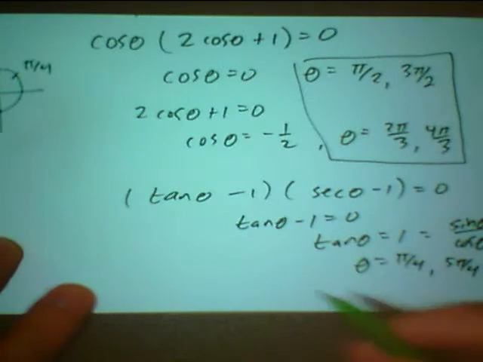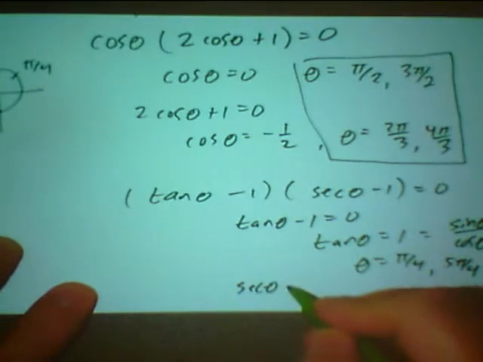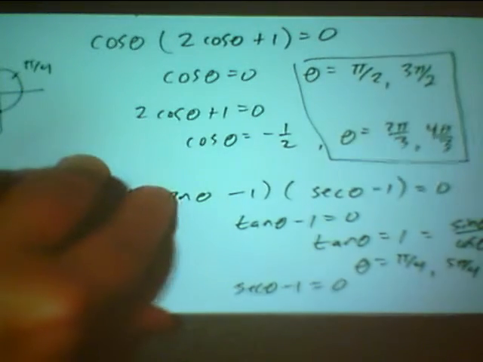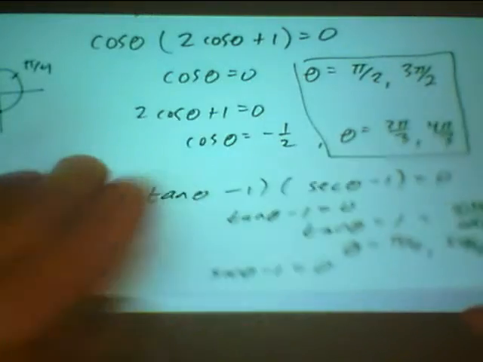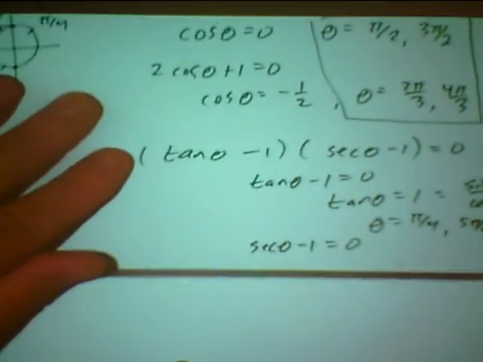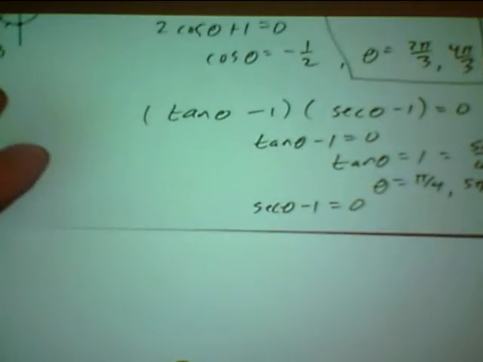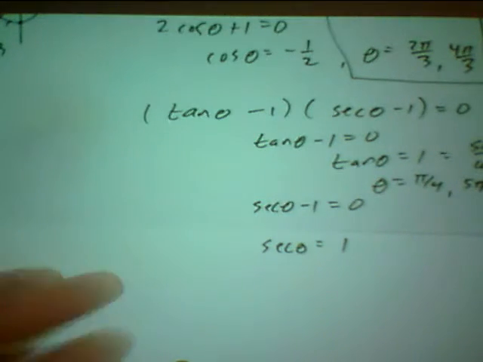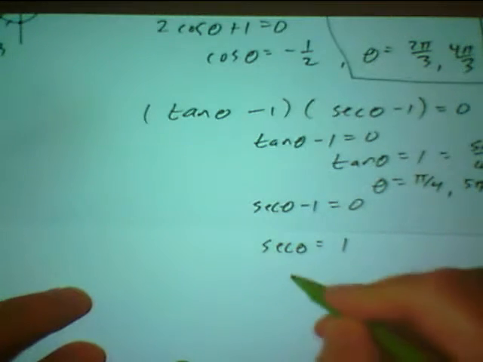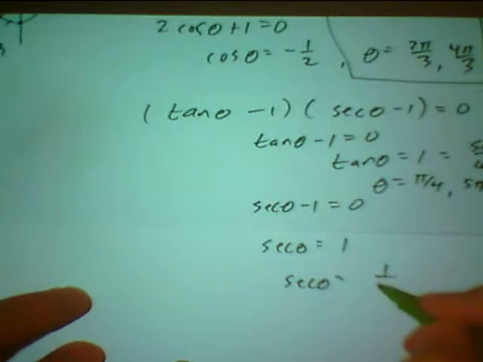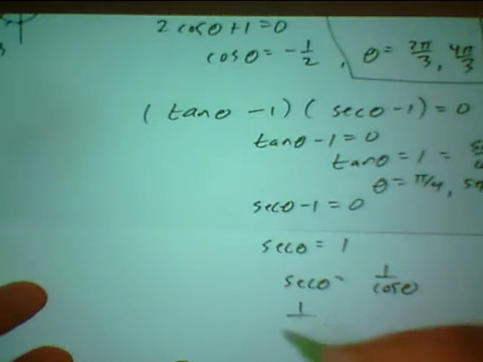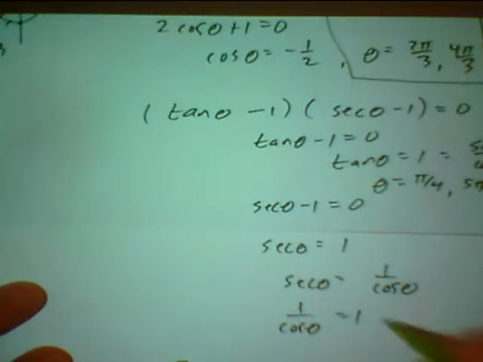And the second parenthesis, secant theta minus 1. Well, once again, I don't really like to work with secants. And I know I can change secant to cosine. Let's first solve for secant. Secant theta equals 1, but I know secant theta is 1 over the cosine theta. So what I really have is 1 over cosine theta equals 1, which ends up being cosine theta equals 1.